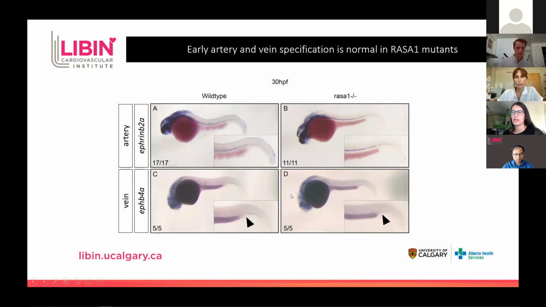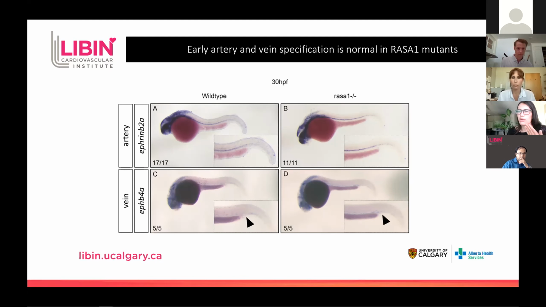One of the main hypotheses about why an AVM would develop is if artery and vein specification is altered, allowing for arteries and veins to fuse. So we looked at two main specifiers of artery and vein. For artery, I stained for EFNB2A, and for vein, I stained for FLT4. We didn't see any obvious differences between our mutants and our wild types for either of these artery or vein markers, which leads us to think that early artery-vein specification is normal.